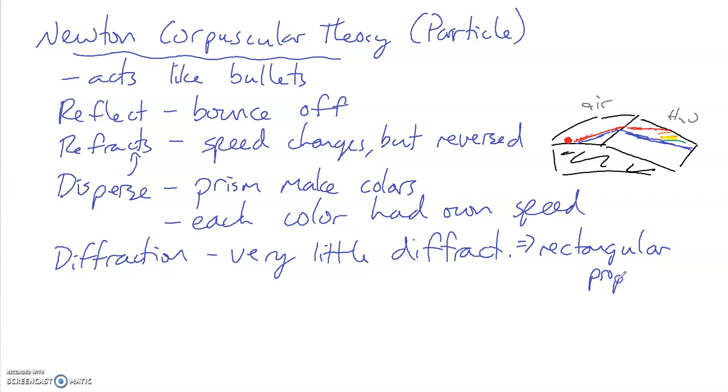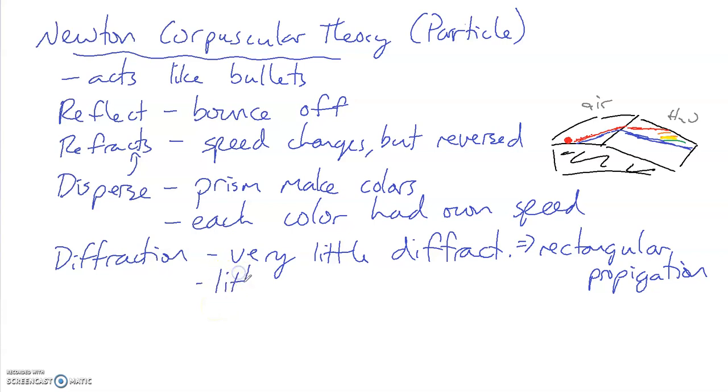rectangular propagation. So when light goes through an opening, like when light goes through a doorway from a bright room to a dark hallway, it makes basically the shape of a rectangle on the floor. It goes pretty much straight. It propagates in the shape of a rectangle. So you get very, very little bit of diffraction. But he did say light will spread out a little bit.